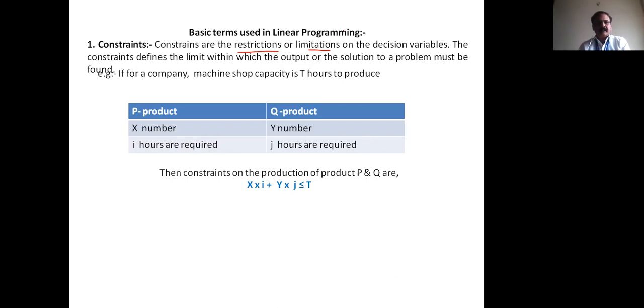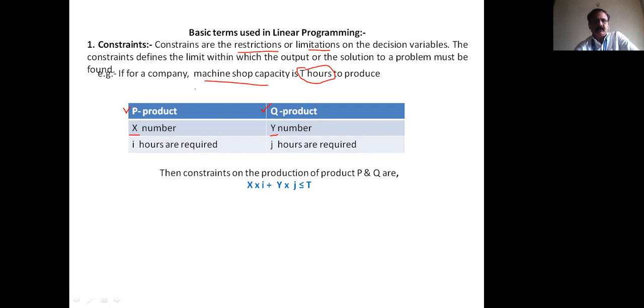Here, an example of a company is given. If for a company, the machine shop capacity is T hours. The total machine shop capacity available is T hours, and it is going to produce two types of product. First one is P type, and second one is Q type. P product is of X number quantity, and Q product is of Y number quantity.